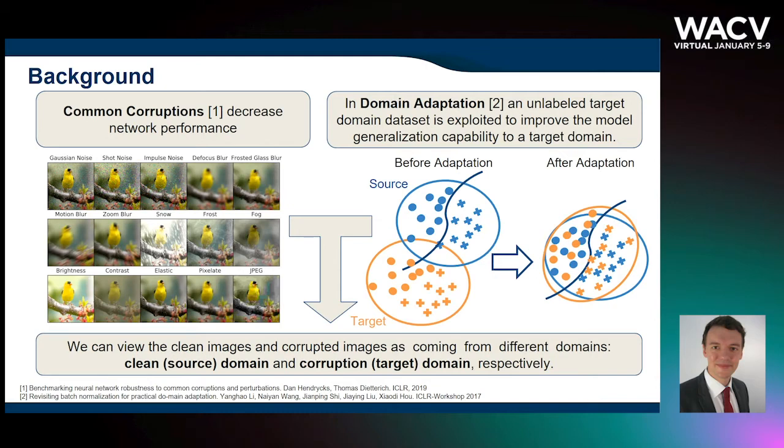predefined corruption type. One straightforward solution to improve the corruption robustness is by performing data augmentation with corrupted images during training. The limitation of this solution is that a model trained on images of a certain corruption type might be vulnerable to another type of corruption.